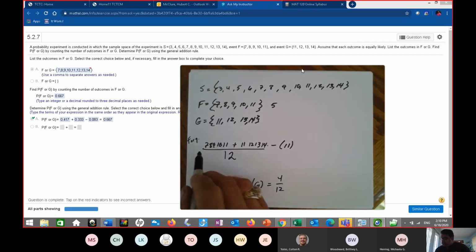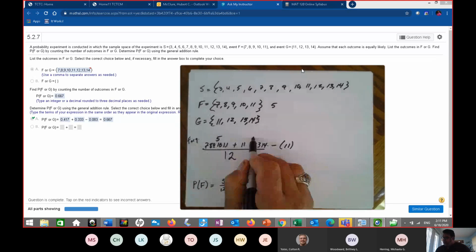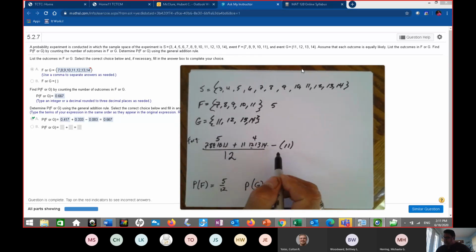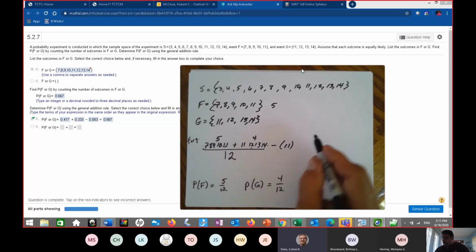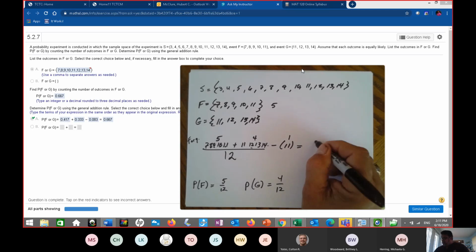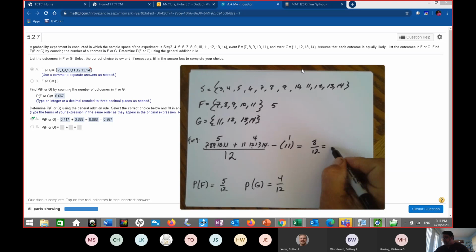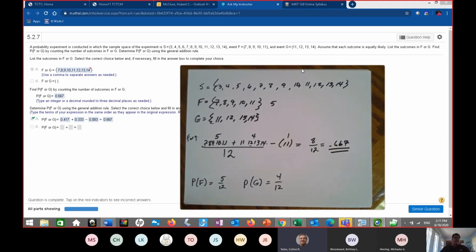So this one is 1, 2, 3, 4, 5. 5 plus 4 is 9. 9 minus 1 is 8. And somebody give me 8 over 12, please. That is 0.666, a lot of sixes and a 7 at the end, 0.667. And that's your answer.